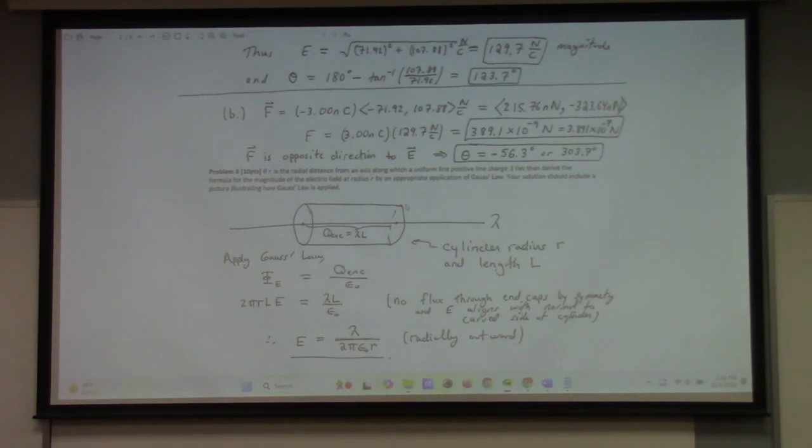This is the very long line charge problem. I think this is just a plain old very long line charge. Calculate the magnitude of the electric field at a distance r from it. So you look at a cylinder of length L. Inside that cylinder, lambda L would be the charge enclosed, and the flux will just be radially outward. So 2 pi r L E gives me the flux through the Gaussian cylinder. There's zero flux through the caps, so we ignore those. And lo and behold, we get E is lambda over 2 pi epsilon r, radially outward.